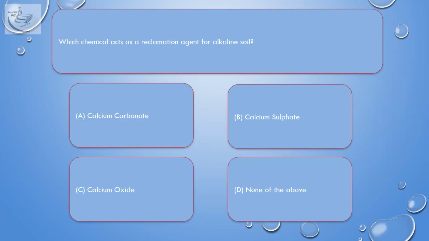Question: which chemical acts as a reclamation agent for alkaline soil? A. Calcium carbonate, B. Calcium sulfate, C. Calcium oxide, D. None of the above. Correct answer is B. Calcium sulfate.